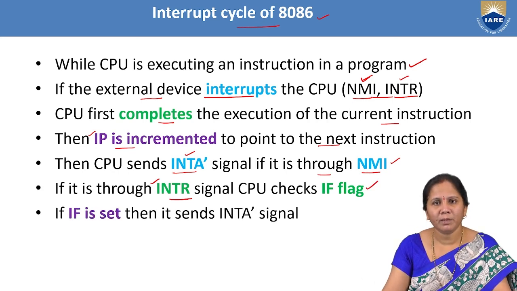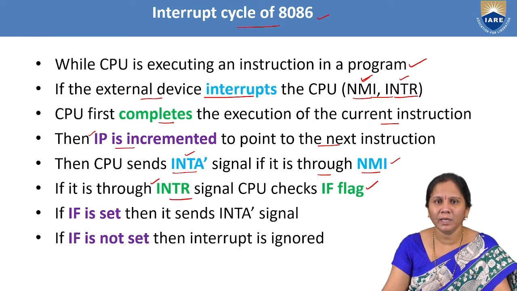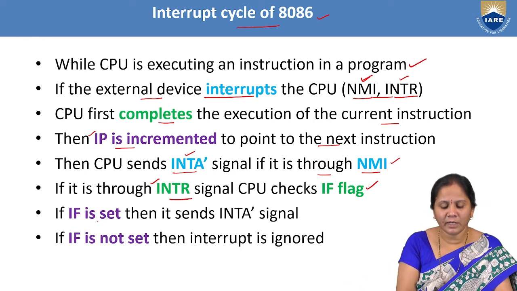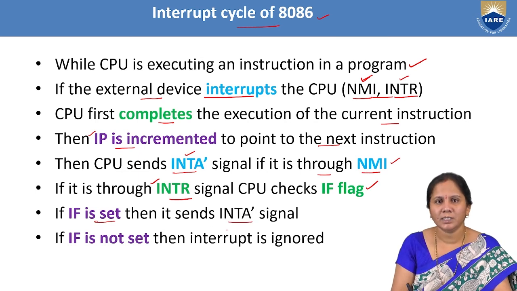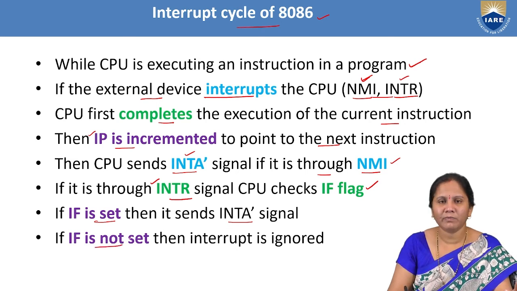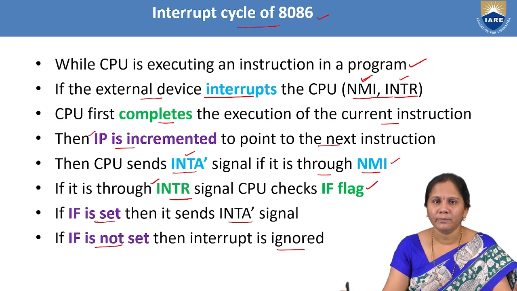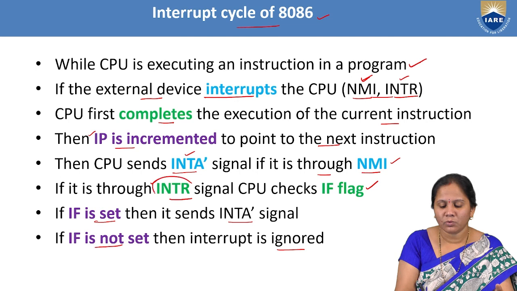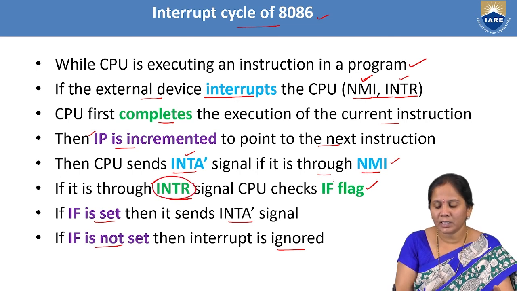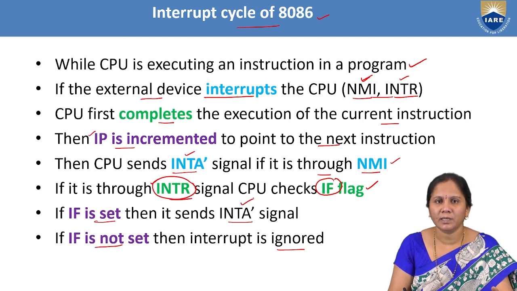The interrupt flag bit may be set or the interrupt flag may not be set. If it observes that the interrupt flag is set, then only it is going to send the interrupt acknowledgement signal. If it observes that the interrupt flag bit is not set, that particular interrupt will be ignored. It is not going to send the interrupt acknowledgement signal. So if it is through INTR, after checking the status of the interrupt flag only, it is going to send the interrupt acknowledgement signal.